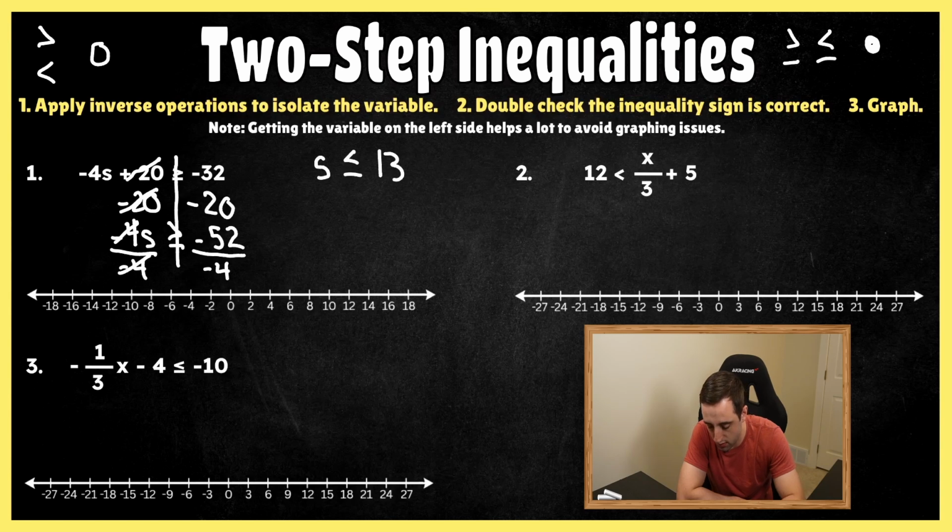So for number one, we have less than or equal to, and we're going to be graphing a closed circle at the number 13. So that's going to be right here, closed circle. And then you have to look at the direction the inequality sign is pointing.